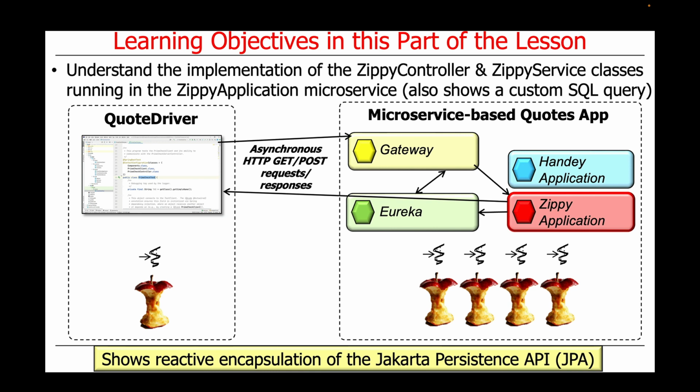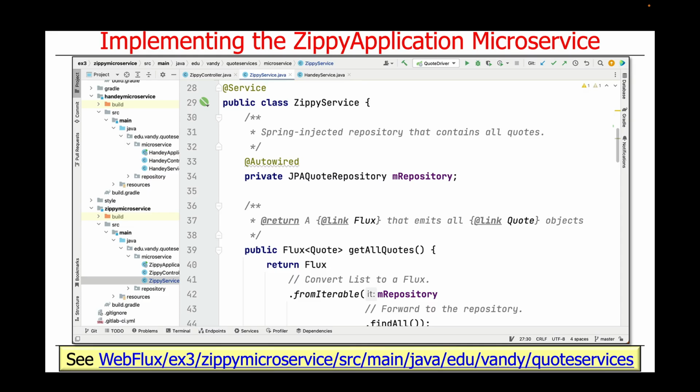And this is also going to demonstrate how to do a very simple, thin reactive encapsulation of the Jakarta Persistence API. Remember, the JPA is synchronous, but we want this thing to appear to clients in a more asynchronous or reactive way. So as always, you can get the code here at my website, so please feel free to take a look and follow along.